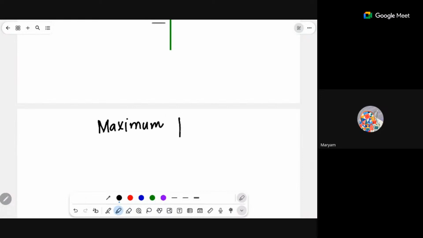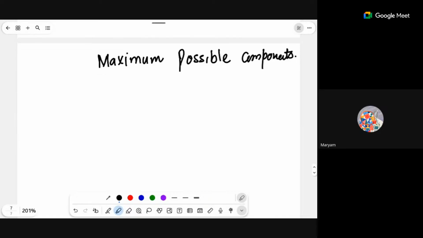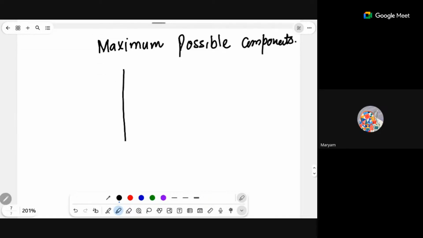Maximum possible components. Can anybody tell me? Sir, question repeat. My question is, can there be only two components of any vector when we resolve it? There could be more, I guess.